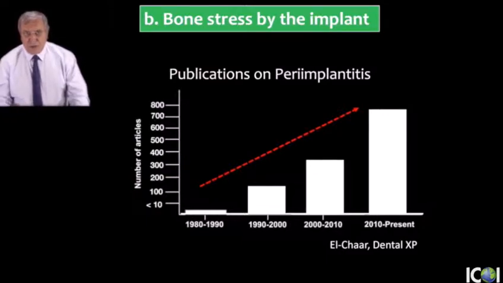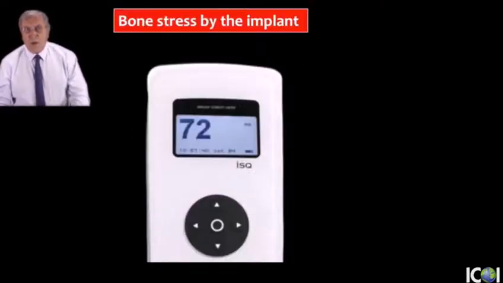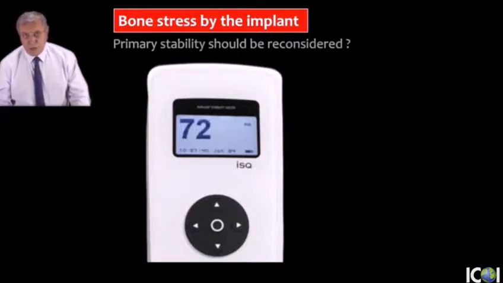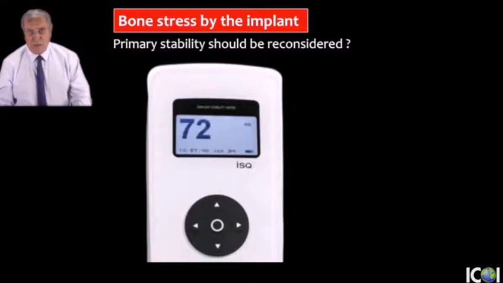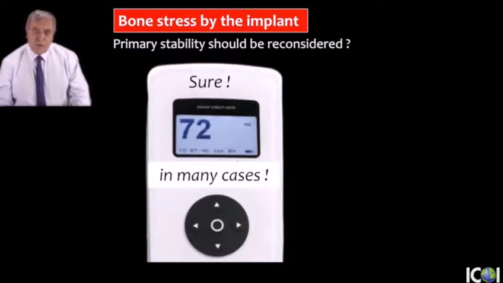And first, we must talk about the primary stability. Should it be reconsidered? Definitely yes, because in many cases, the primary stability will induce a lot of oxidation.